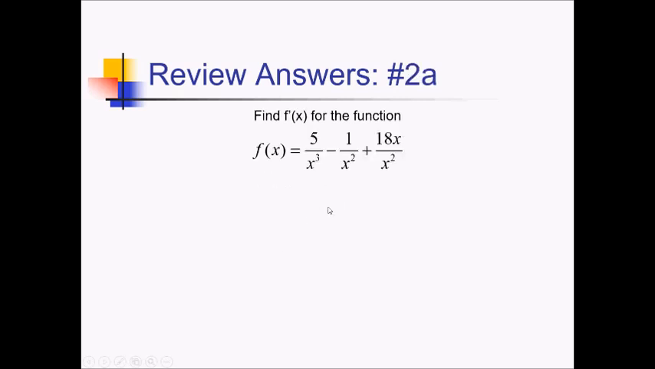To take the derivative of rational functions like this, we first try converting it into just exponential functions. So I'll rewrite this as 5x to the negative third. And then this one I'll have as negative x to the negative 2. And this one I can actually reduce a little bit. Just subtracting the exponents, we have 1 minus 2, so that's 18 times x to the negative 1. Now we go through and just use our power rule.